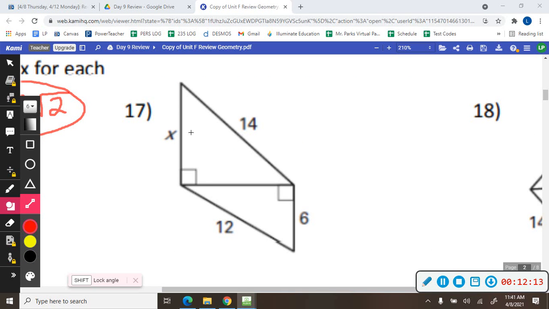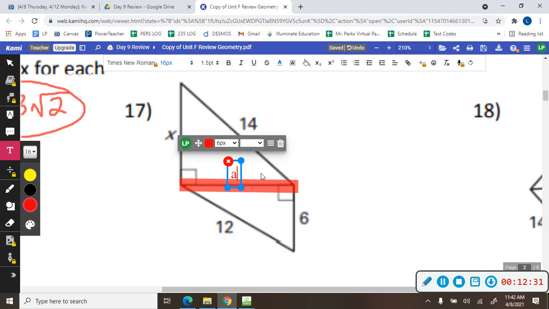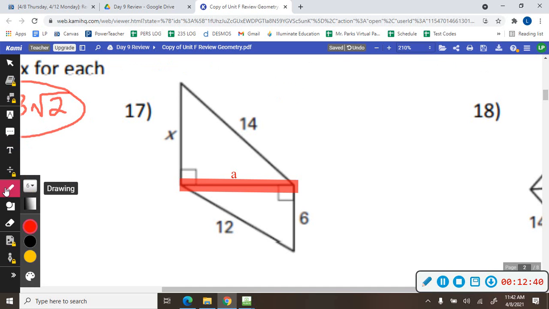So they want us to find the value of x. We're going to start with 12 and 6 to find this. And then once we have the red, we can use the red and the 14 to find x. So let's let this be a. So we'll say a squared plus 6 squared equals 12 squared.